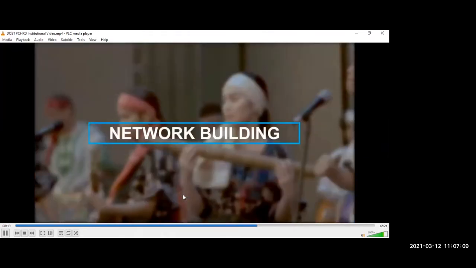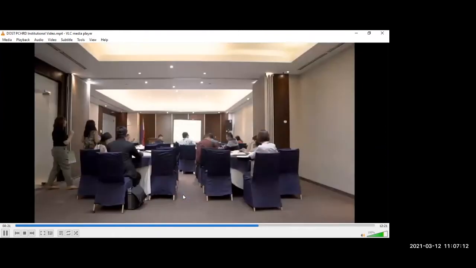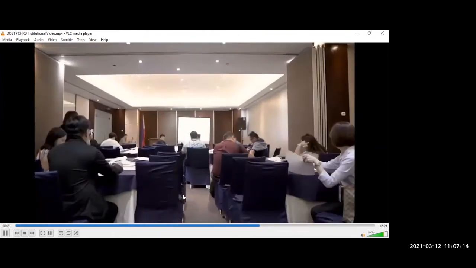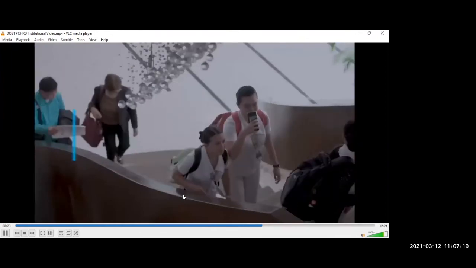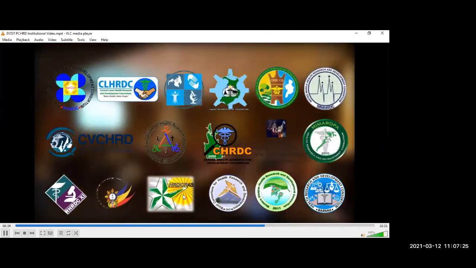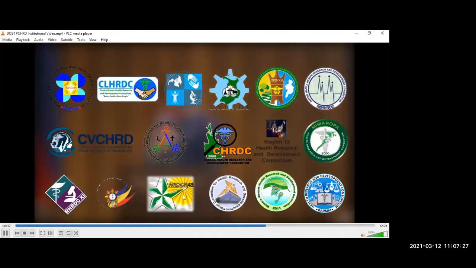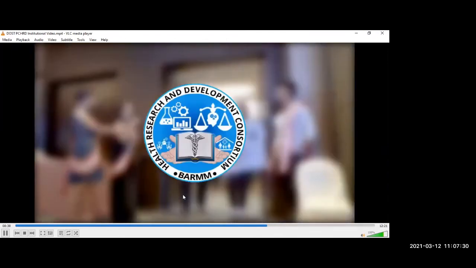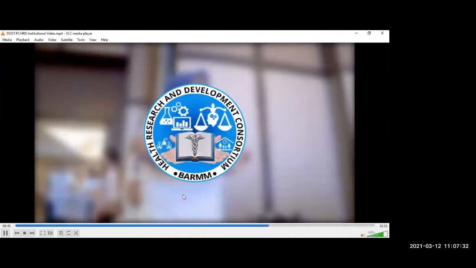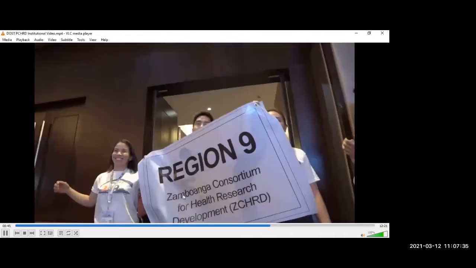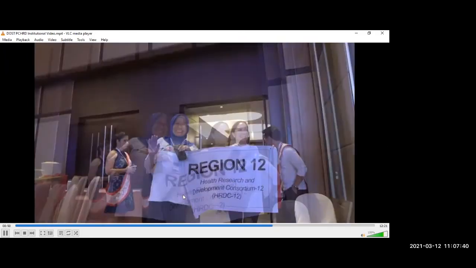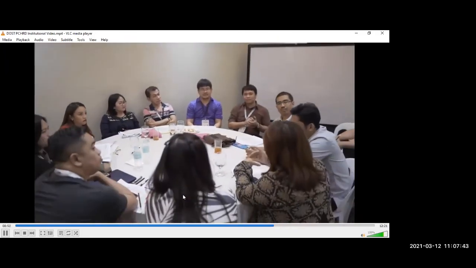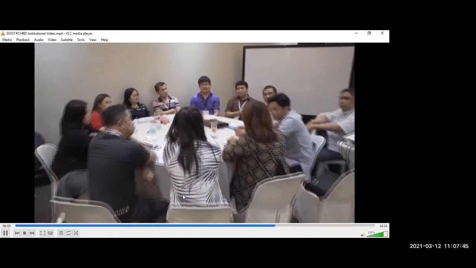Equity in development. This is what PCHRD had in mind from its inception. In 1984, the first regional research consortium was formed. To date, each of the 17 regions has a research consortium, including the Bangsamoro Autonomous Region in Muslim Mindanao Health Research and Development Consortium. The idea is to capacitate each region towards self-determination in health research, thus increasing the country's research pool and research productivity.